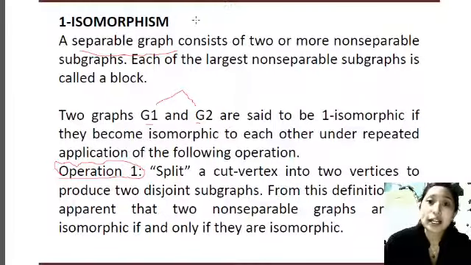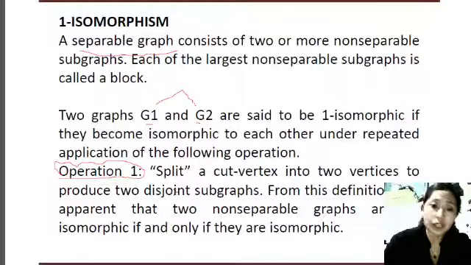But what is one isomorphic? One isomorphic graphs are not directly equivalent graphs. Okay, so their mathematical representation will also not be the same. But if you perform this operation 1, which we are going to discuss next, on one of the graphs in such a way that the resultant graph becomes isomorphic to the other graph, then we can say that the two graphs are one isomorphic to each other. Okay, so let us see this operation.